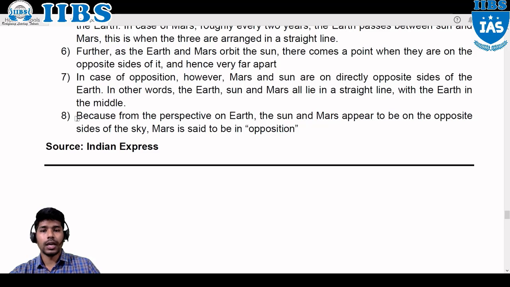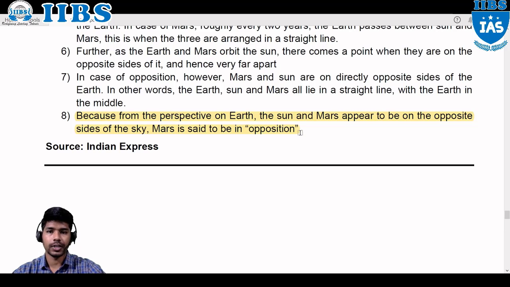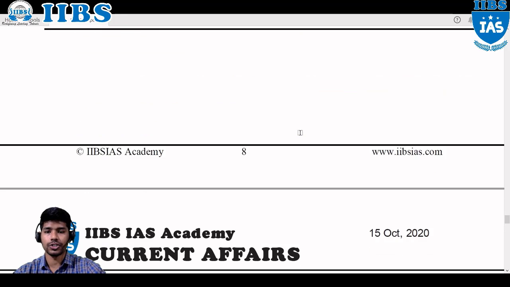So why the word opposition? Because from the perspective of the Earth, the Sun and the Mars appear to be on the opposite sides of the sky. So the Mars is said to be in opposition, right? This is why we use the word opposition.